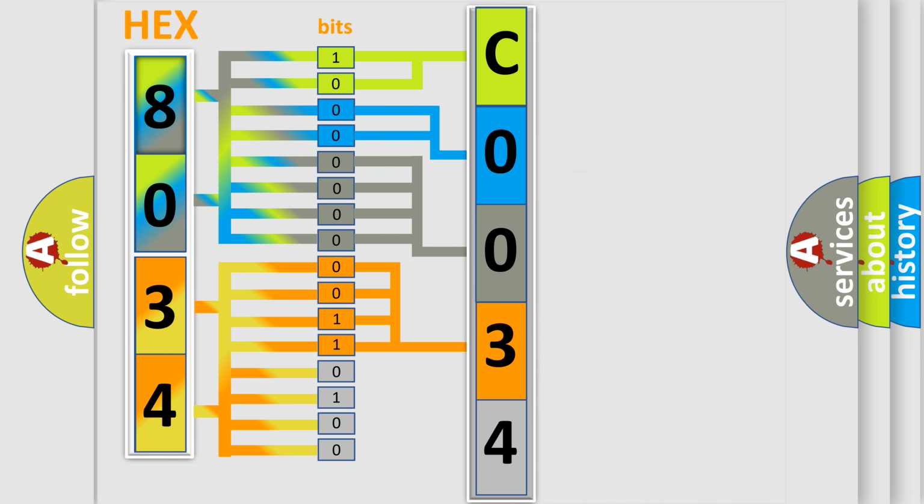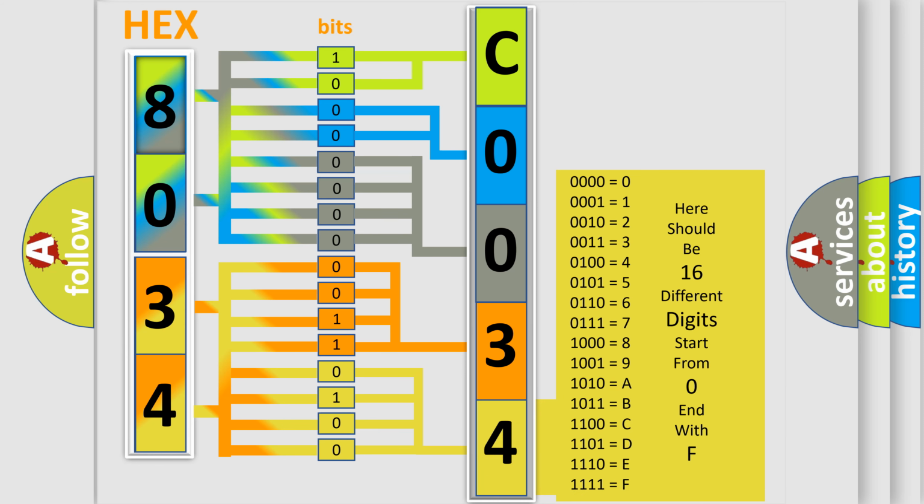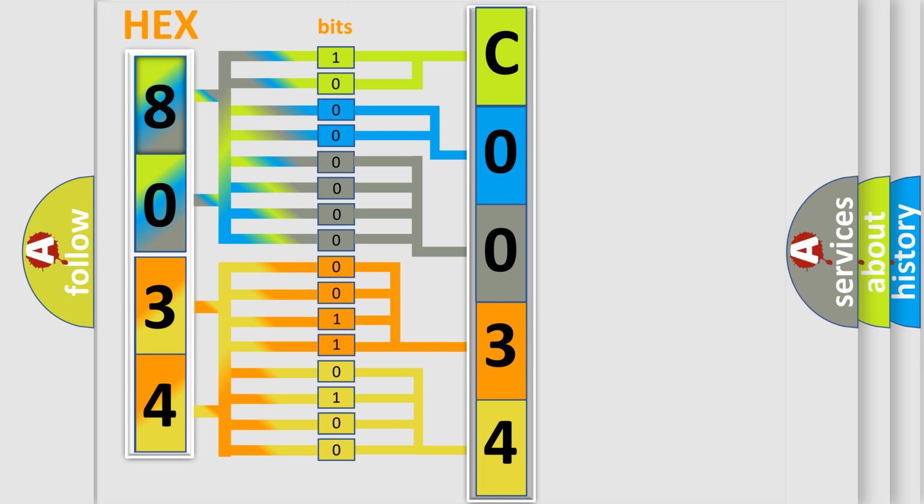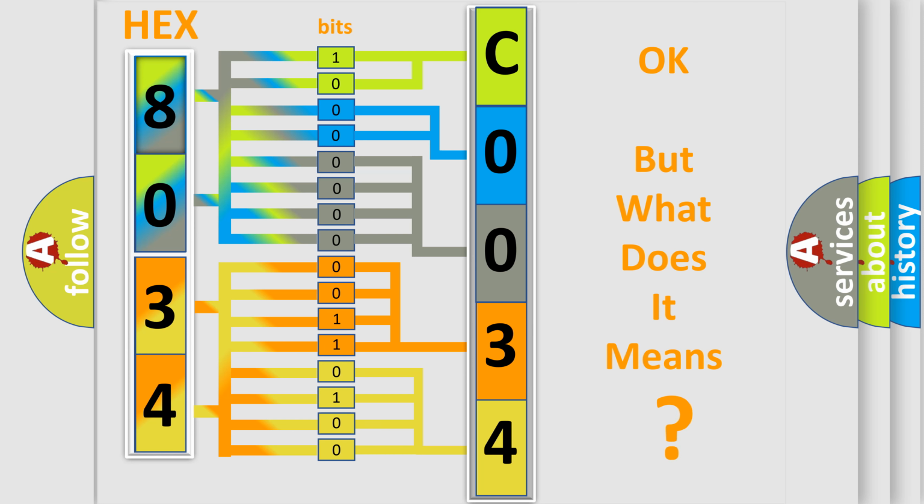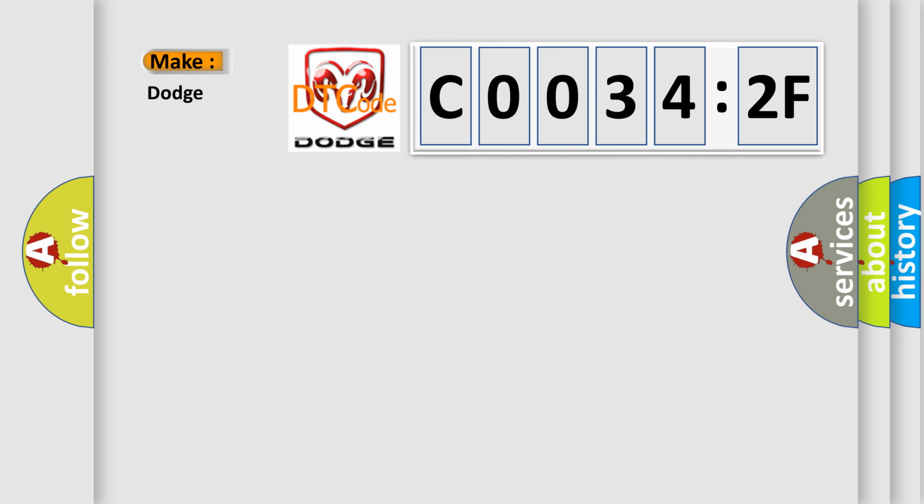A single byte conceals 256 possible combinations. We now know in what way the diagnostic tool translates the received information into a more comprehensible format. The number itself does not make sense to us if we cannot assign information about it to what it actually expresses. So, what does the Diagnostic Trouble Code C0034-2F interpret specifically for Dodge car manufacturers?